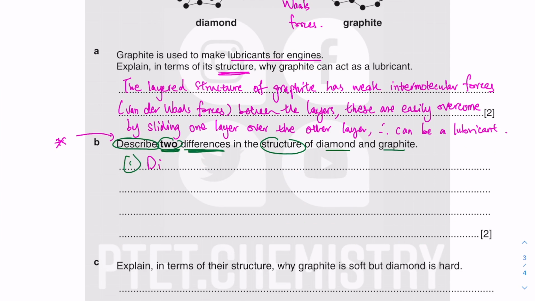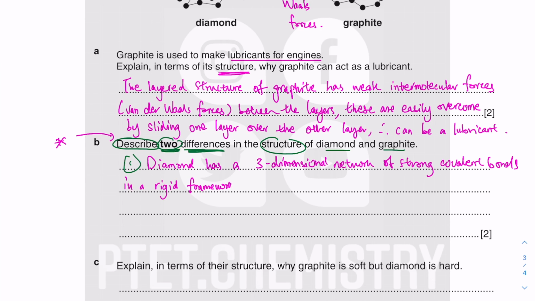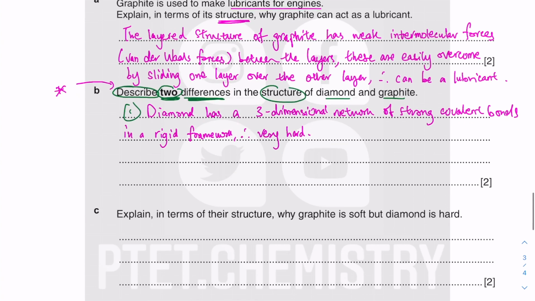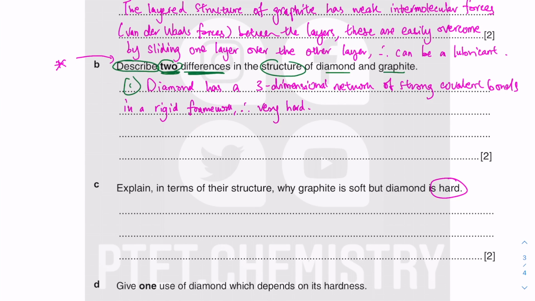Okay. So diamond has a 3-dimensional network of strong covalent bond in a rigid framework, therefore very hard. Do I really want to say very hard? Because I just saw the next question. The next question is talking about why graphite is soft and diamond is hard. So it feels like I'm really explaining that. So perhaps I can save the very hard for later on. I just say it has a rigid framework.